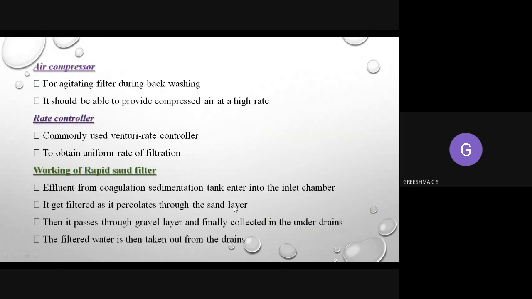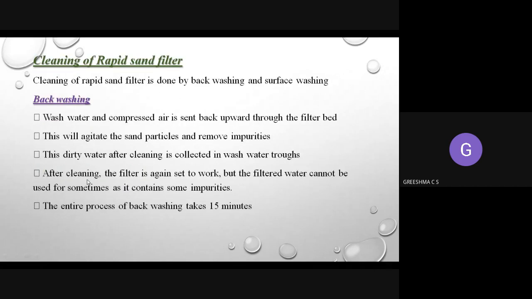Now it is also having an air compressor and a rate controller. That also I have discussed in the last class. I have shown you a video of the air compressor, which is mainly to agitate the filter bed, that is, to stir up the filter bed. Then the venturimeter will be there. The working of rapid sand filters, that also we have discussed.